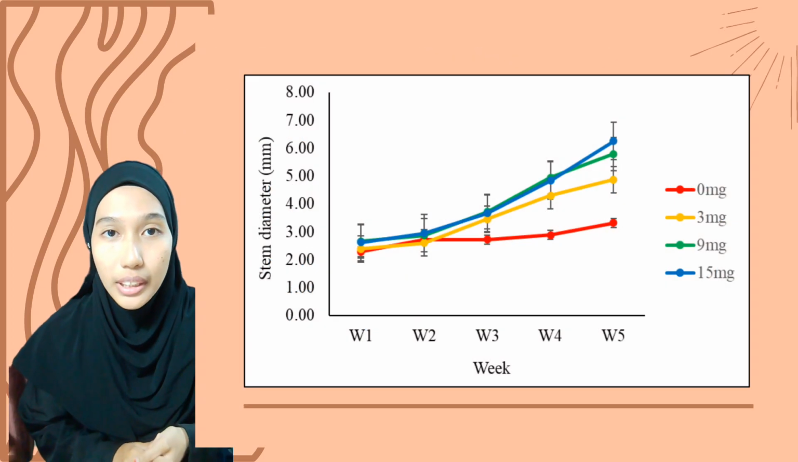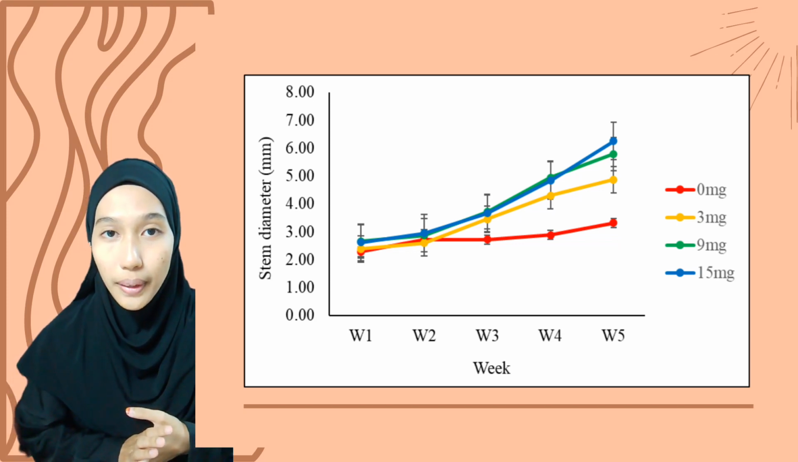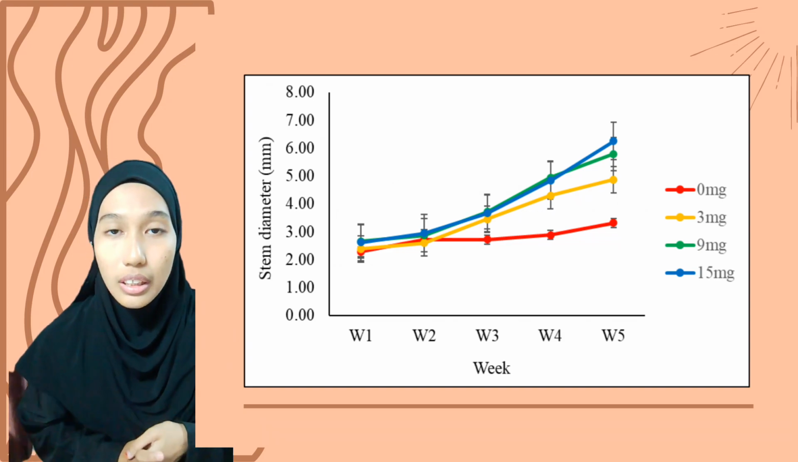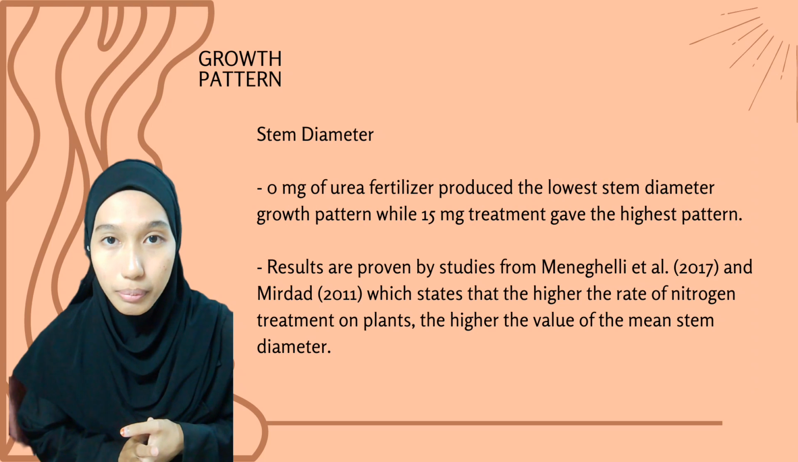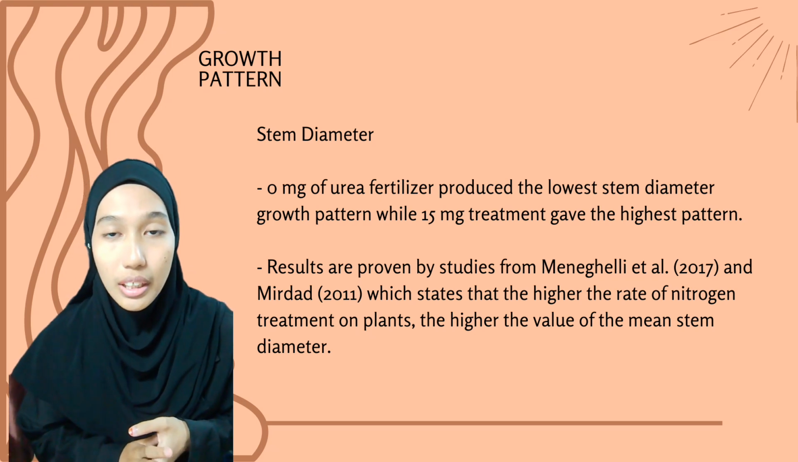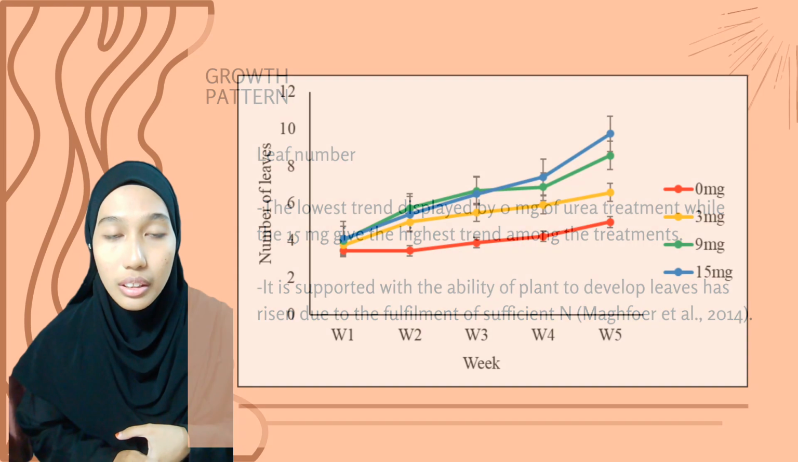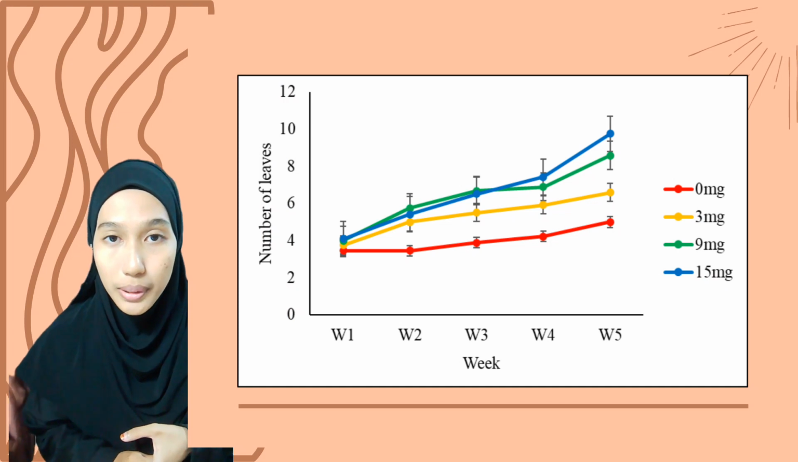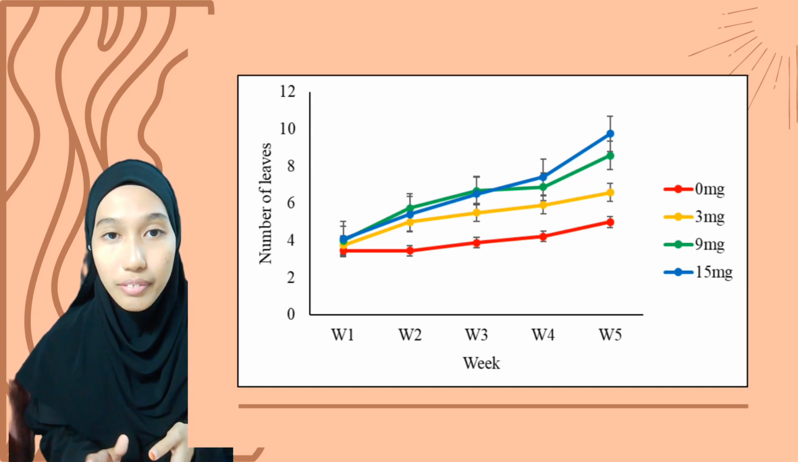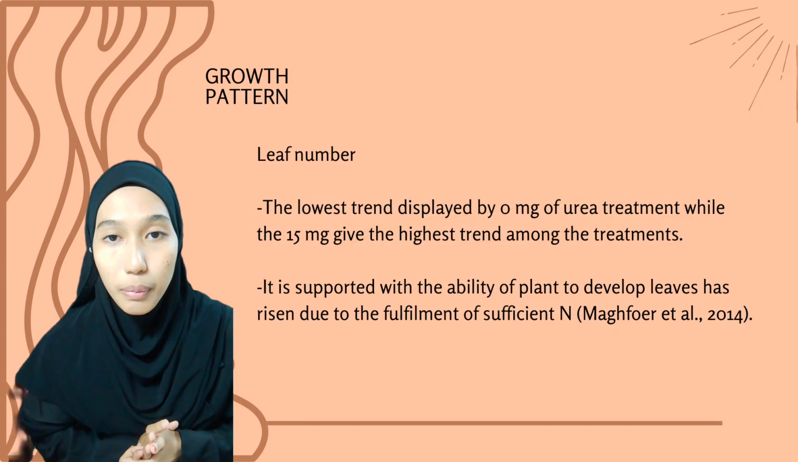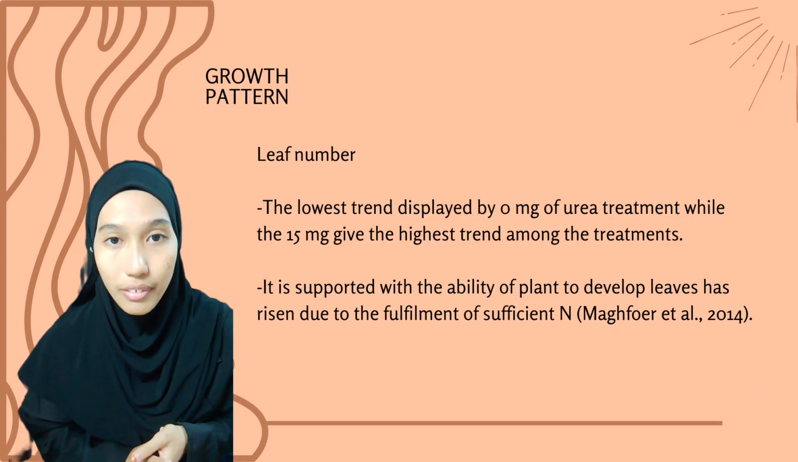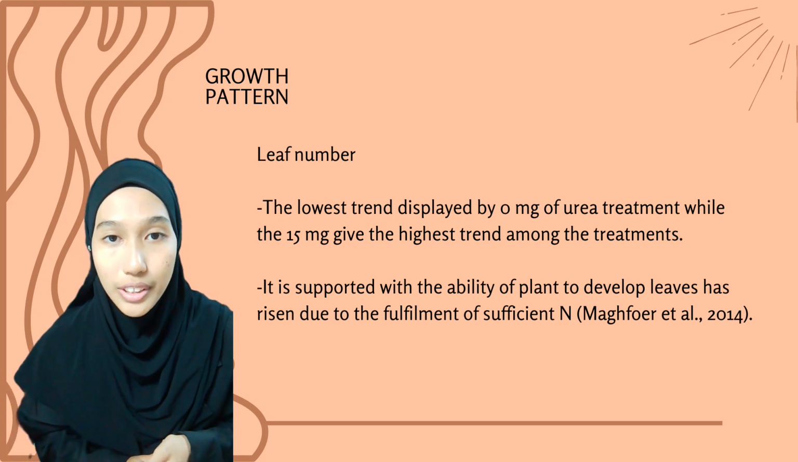For stem diameter, 0 mg of urea fertilizer produced the lowest stem diameter growth pattern, while the 50 mg treatment gave the highest pattern. The results are supported by studies from Menegheli 2017 and Merjad 2011, which state that the higher the rate of nitrogen treatment on plants, the higher the value of the mean stem diameter. Next, for leaf number, the lowest trend was displayed by the 0 mg of urea treatment, while the 50 mg gave the highest trend among the treatments. It is supported by the ability of plants to develop leaves, which has risen due to the fulfillment of sufficient nitrogen.